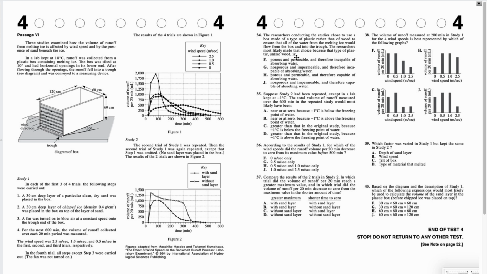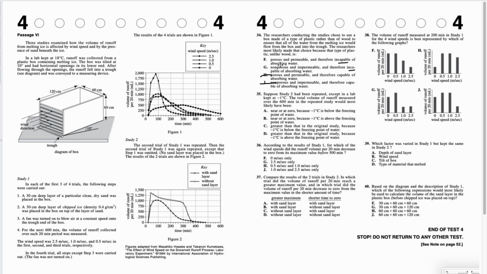The researchers most likely made that choice because the type of plastic, unlike wood, is: F, porous and permeable; G, non-porous and impermeable; H, porous and permeable; J, non-porous and impermeable. Then we also have, therefore, incapable of absorbing water, incapable of absorbing water, capable of absorbing water, and capable of absorbing water. So they want the plastic because they wanted all the water gone. So we don't want it to absorb the water. So we want incapable of absorbing water. So we want F and G still. So H and J are both gone.